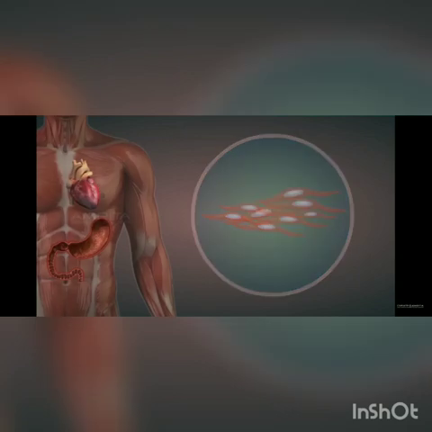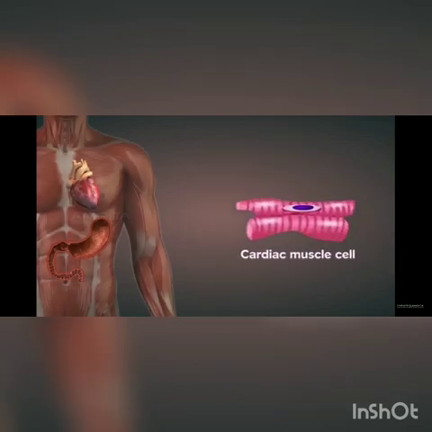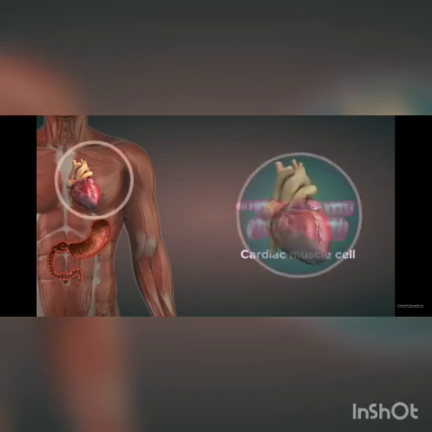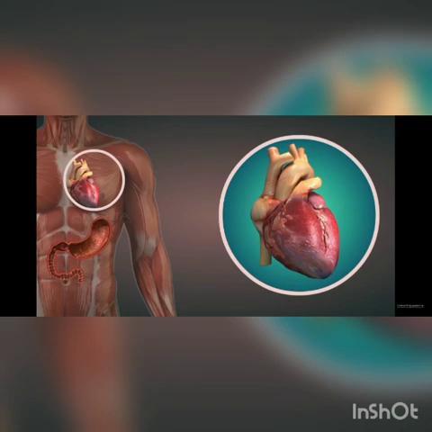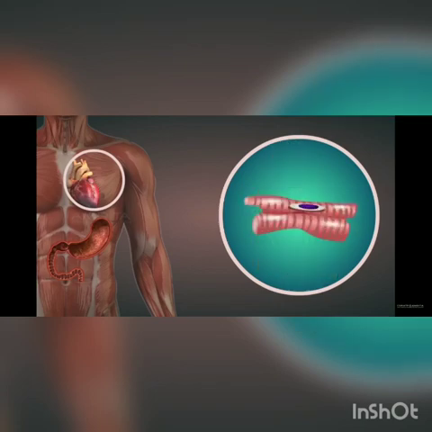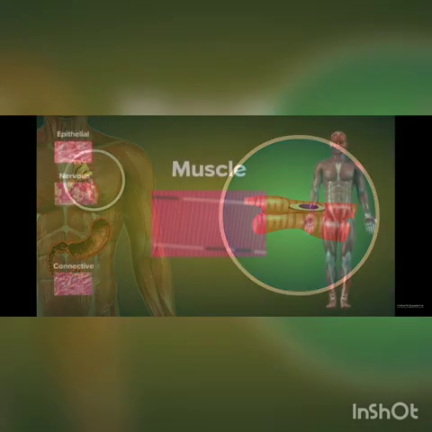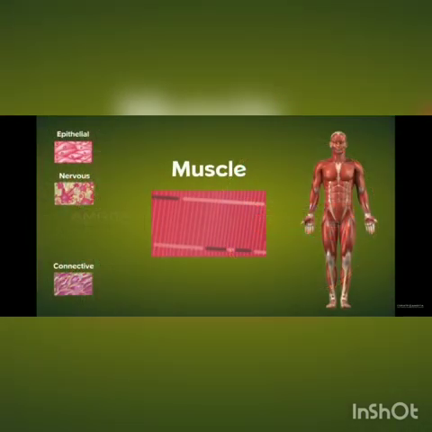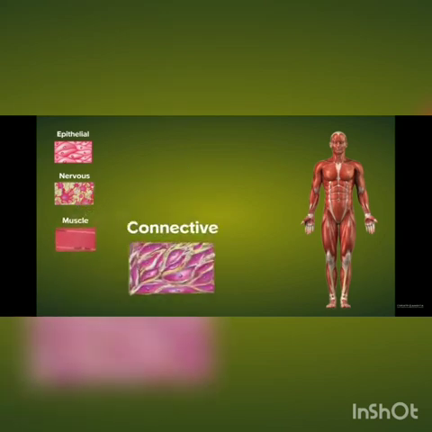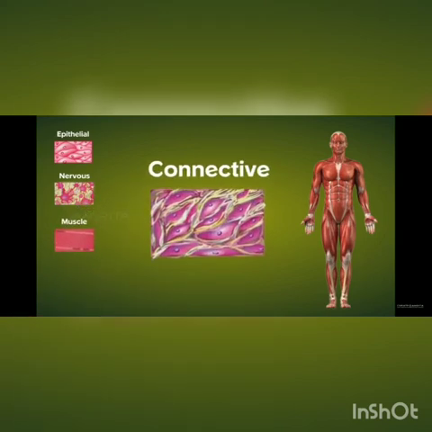The next one we are going to see is the cardiac muscle cell. Cardiac muscle cell makes up the heart; it is present only in the heart. The difference is that it is branched in structure, that is the only difference from skeletal muscle. This is also an involuntary muscle only. It works automatically, it is not controlled by our conscious.